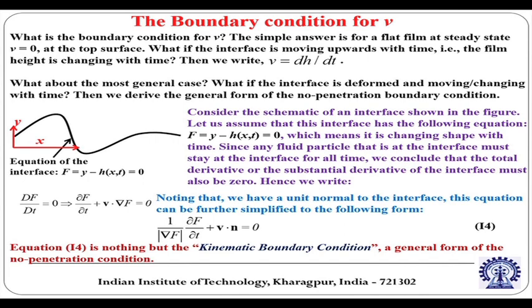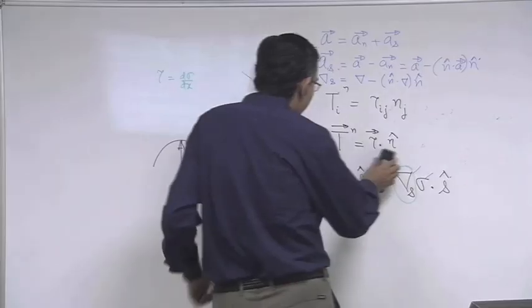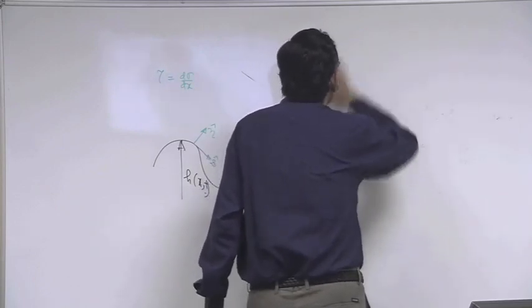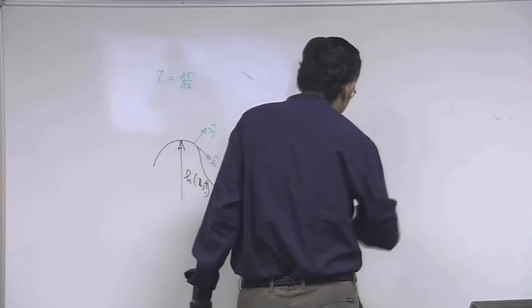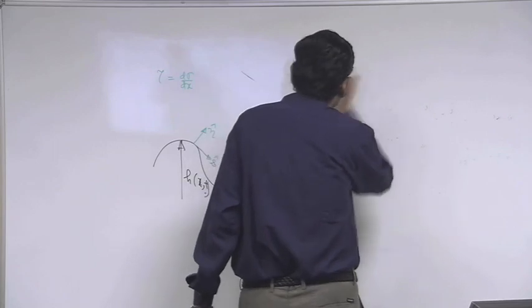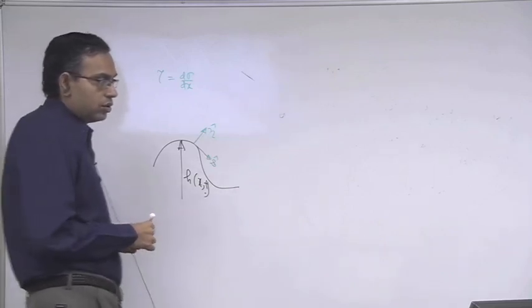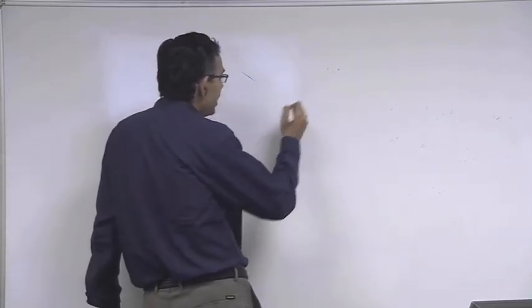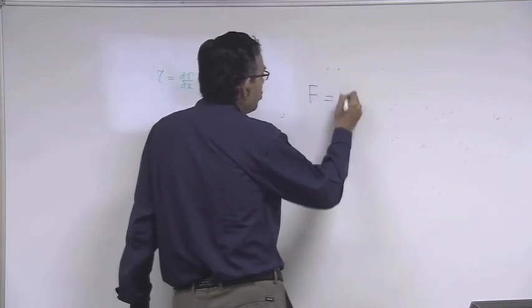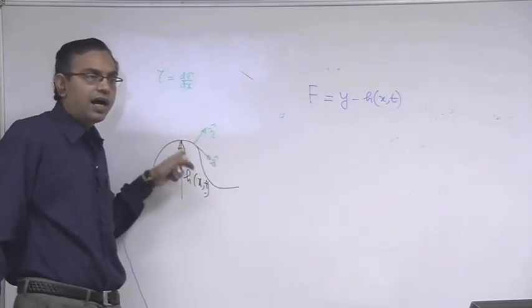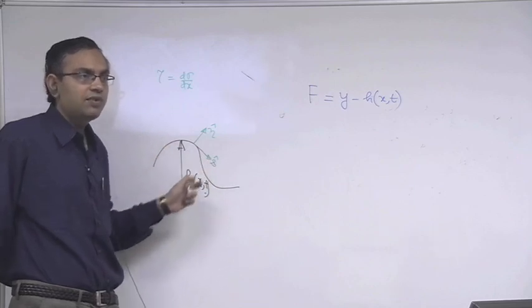So what is the physical meaning of the kinematic boundary condition? We will first write what the kinematic boundary condition is, and then we will give a physical interpretation to it. This is a very, very important boundary condition, and we should learn this very carefully. So let us say that we have a function F is equal to y minus h(x,t). h(x,t) is the height of the interface as a function of position and time.